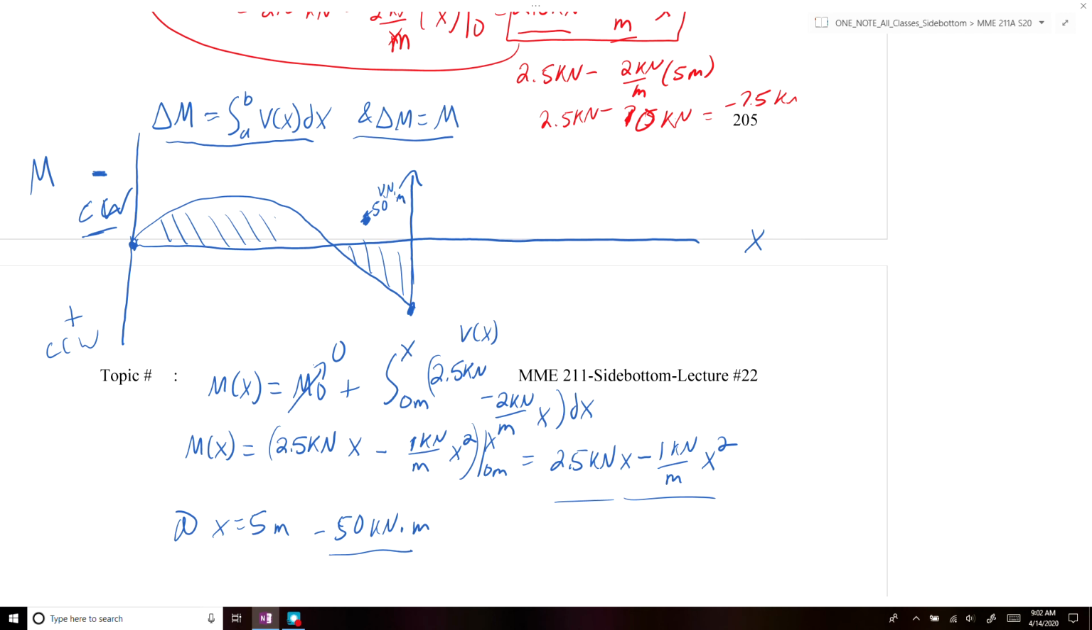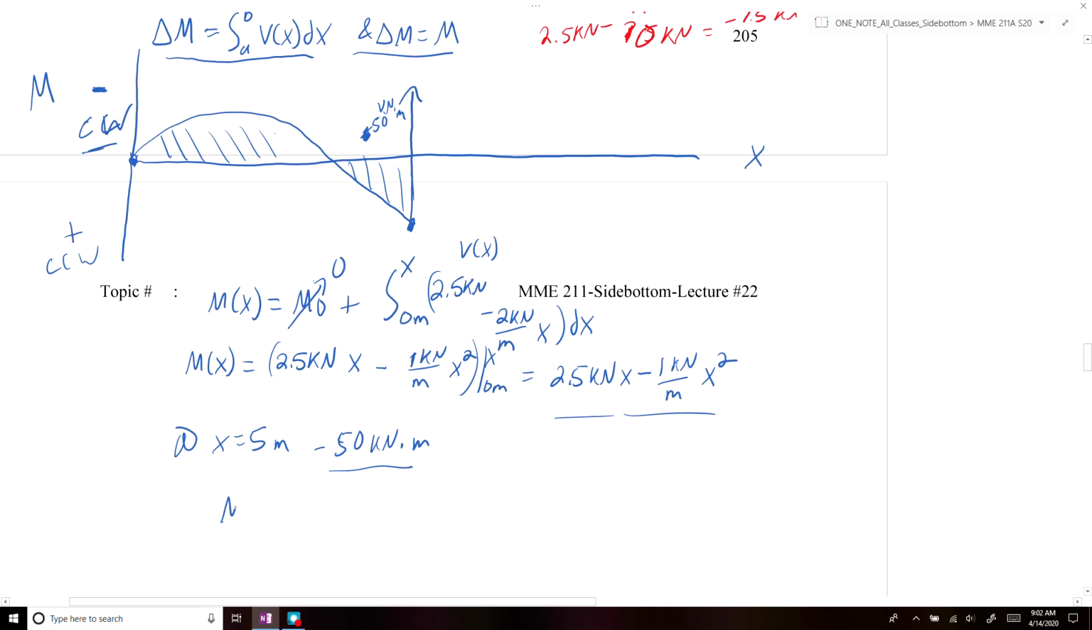After we add that, if we evaluate this equation at x equals 5, we know this would be equal to 12.5 kilonewton meters minus 25 kilonewton meters, so it's equal to minus 12.5 kilonewton meters. So that's what this value is here.